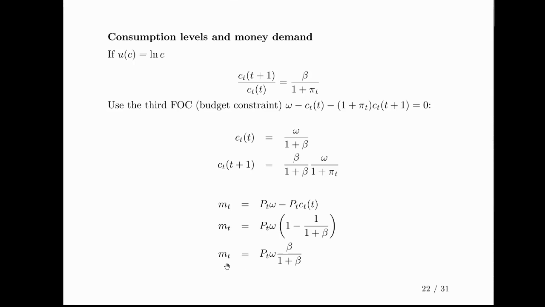And what do we see? Well, M_t is exactly proportional to the price level in the economy and the real output. Or if I just divide by omega beta over 1 plus beta on each side, what I would see is that the price level is directly proportional to the money balances in the economy, so how much money supply there is, divided by how many goods you have to spend it on.